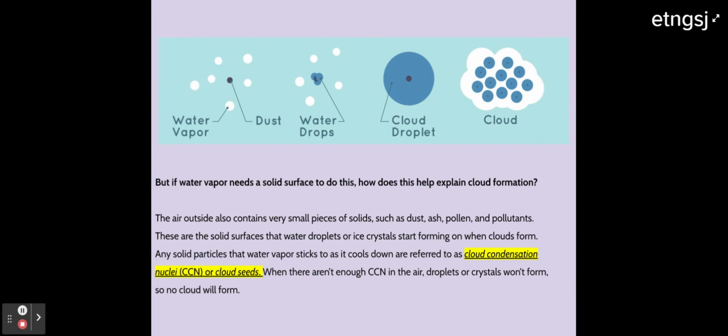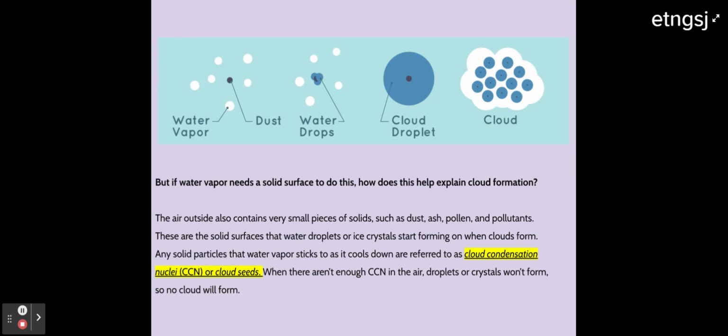Okay, but if water vapor needs a solid surface to do this, how does this help explain cloud formation? The air outside also contains very small pieces of solids such as dust, ash, pollen, and pollutants. These are solid surfaces that water droplets or ice start forming on when clouds form. Any solid particles that water vapor sticks to as it cools down are referred to as cloud condensation nuclei, which is also CCN.